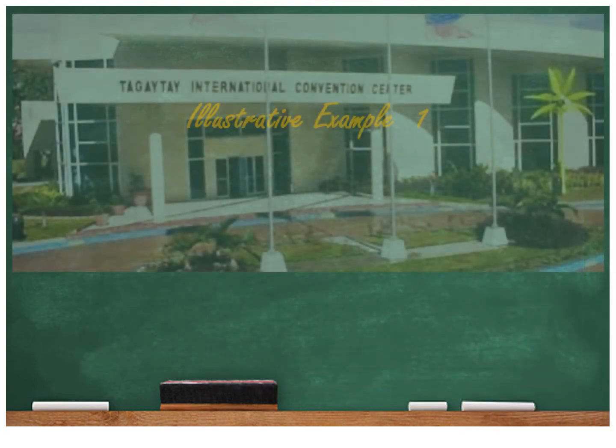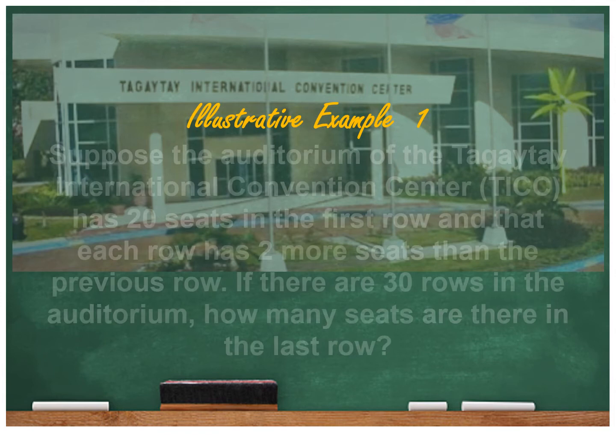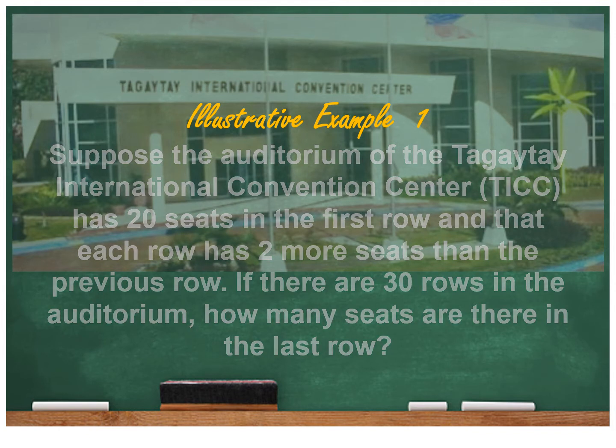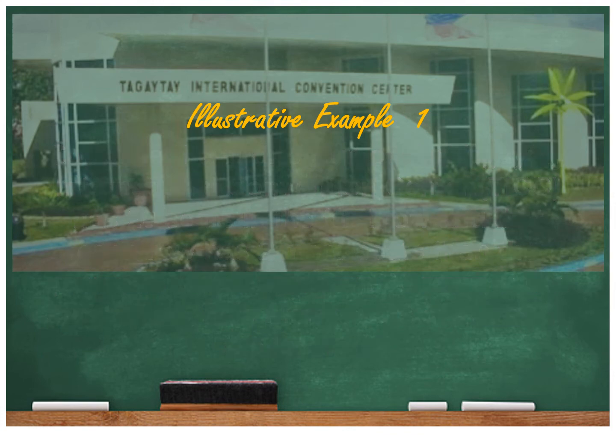Let us have illustrative example 1. Suppose the auditorium of the Tagaytay International Convention Center, or TICC, has 20 seats in the first row and each row has 2 more seats than the previous row. If there are 30 rows in the auditorium, how many seats are there in the last row?